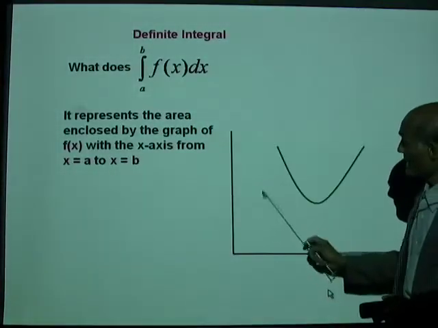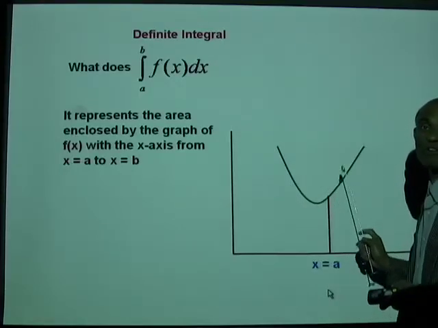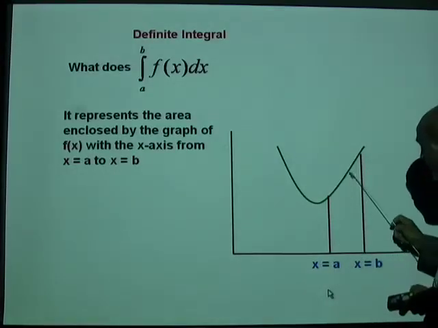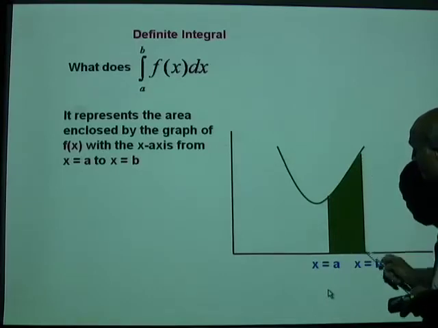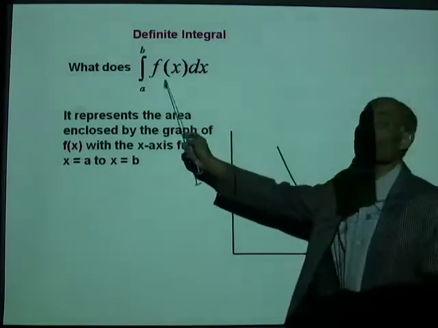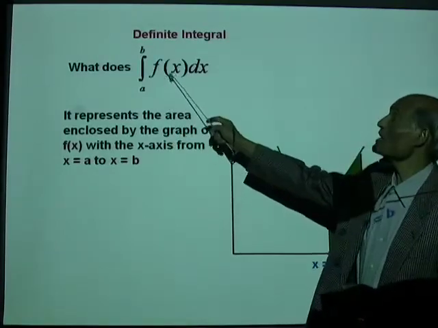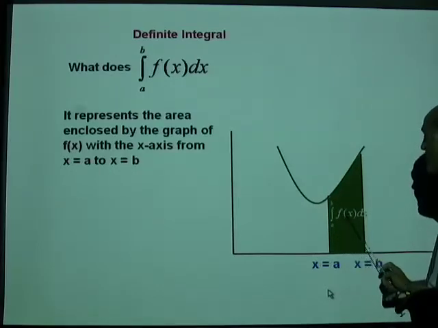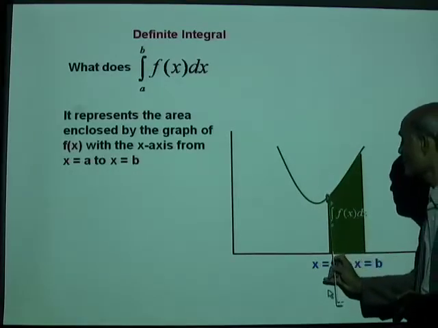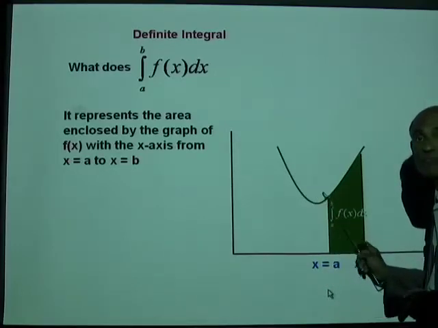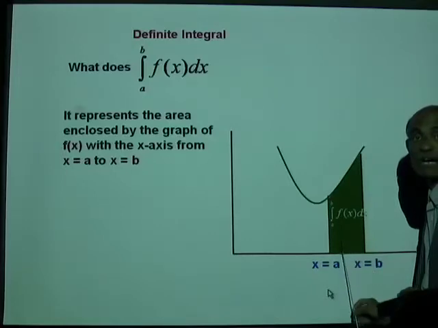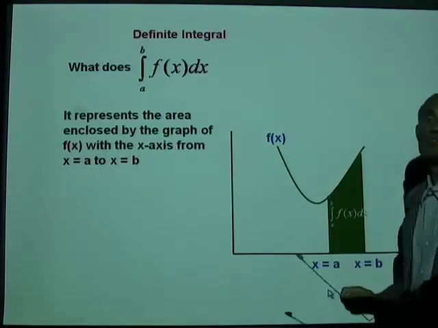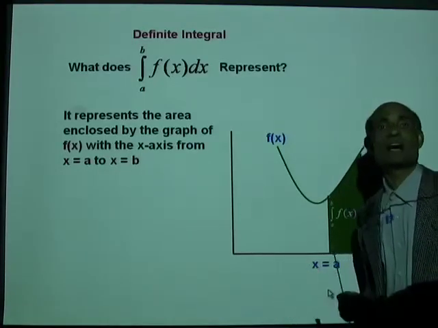Now, suppose we have this function of x, f of x, and this is x equal to a, and this is x equal to b. Now, shade that area. This area is actually given by this definite integral. So the integral from a to b of f of x dx represents the area enclosed by the graph of f of x with the x-axis from x equal to a to x equal to b. And that must be very, very clear, and we will be using this as we move on.